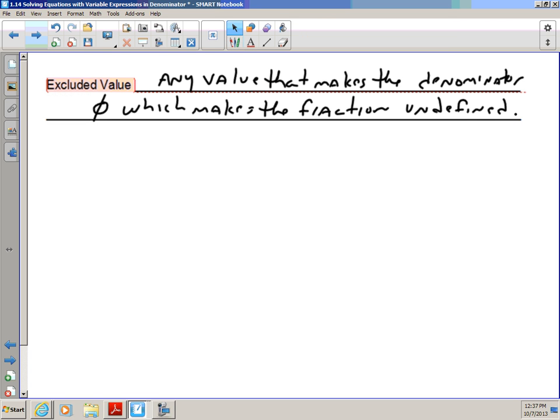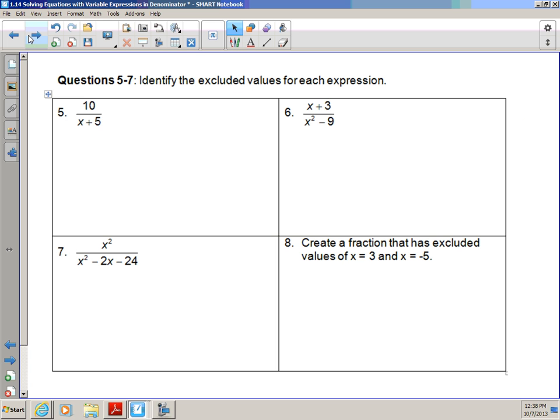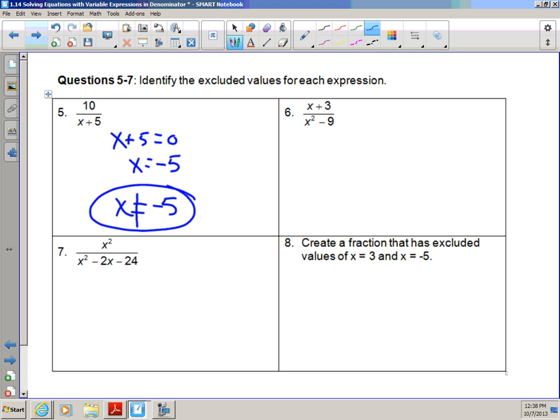Okay, so we're going to divide up what we're going to do here into two parts. The first 4 problems are going to be as follows. All we want to do is identify the excluded values. Hopefully you'll recognize that since none of these are an equation, I can't figure out what the value of x is. All I am looking for is for you to tell me what x cannot be. How do you do that? You set the denominator equal to 0, solve, and so you tell me that x cannot be -5. It can be any other real number that exists, but it cannot be -5.